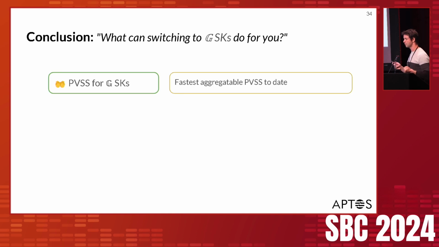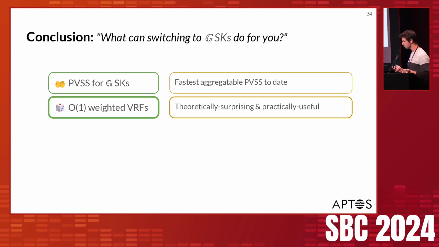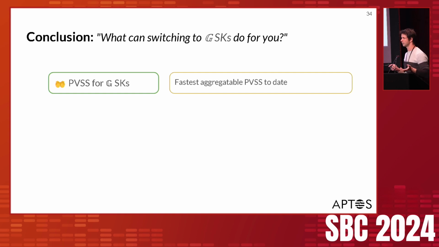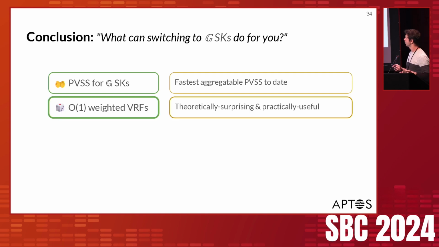So I showed you a PVSS for group element secret keys, which is the fastest aggregatable PVSS to date. And it yields the fastest non-interactive DKG, which I argue is probably what you want to implement in a system because it's very simple to do so, and it's very easy to debug and test. And then I showed you the surprising order one weighted VRF construction that has practical utility.